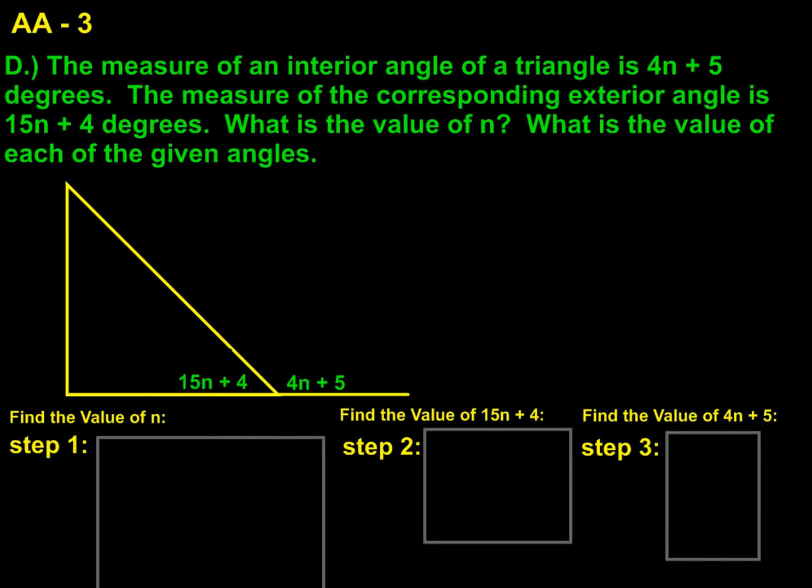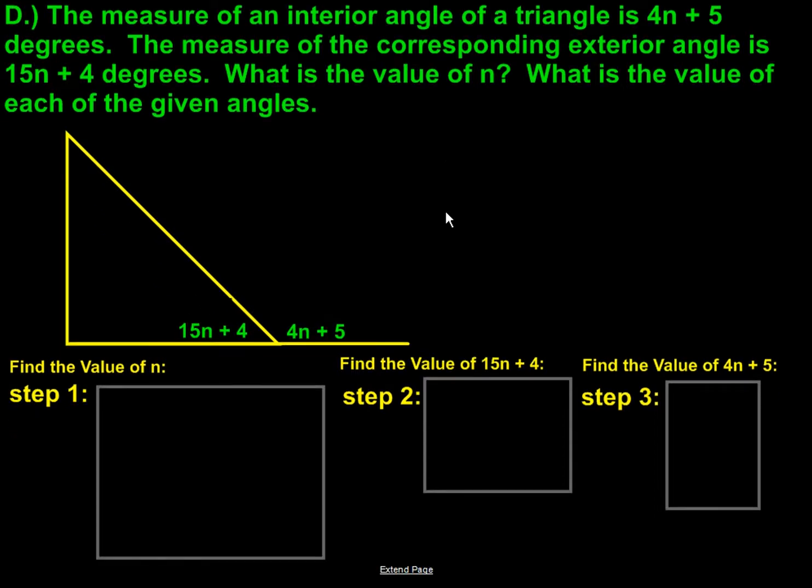Now let's move on to letter D. The measure of an interior angle of a triangle is 4n plus 5 degrees. The measure of the corresponding exterior angle is 15n plus 4 degrees. What's the value of n, and what is the value of each of the given angles? So the first thing I need to do is determine the value of n, and I can do that because these are supplementary angles, and I know together they have to equal 180 degrees.